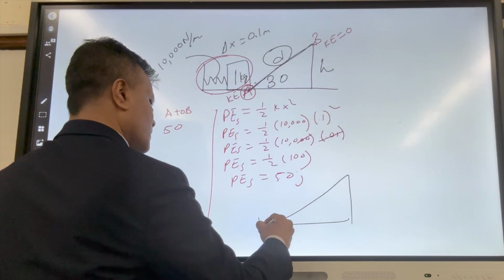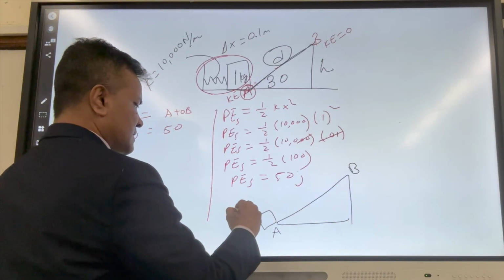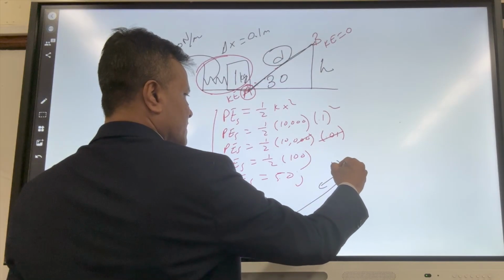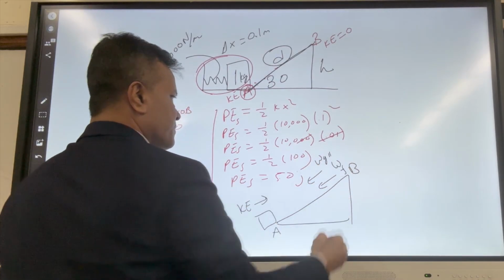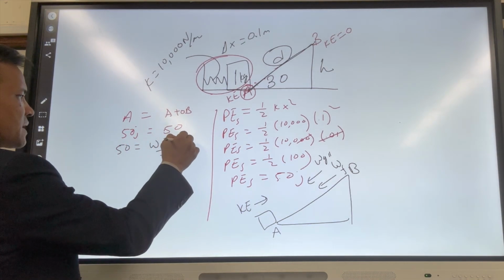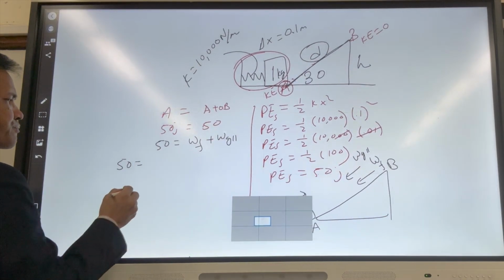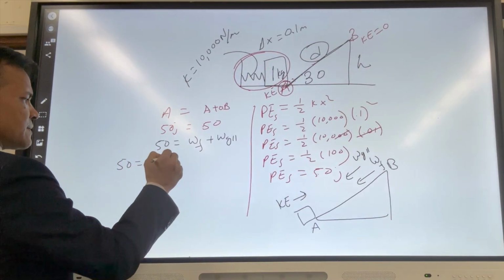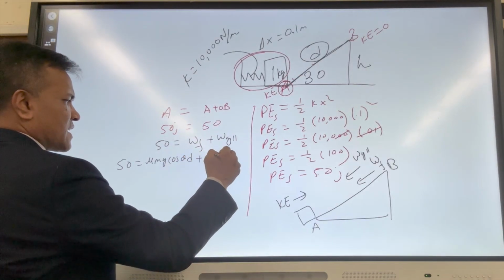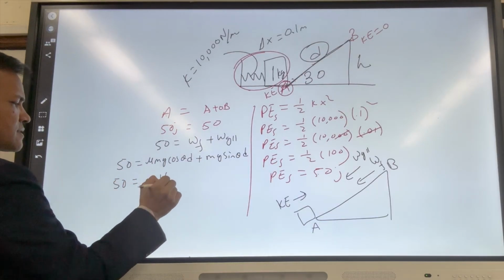What is responsible for the box to end up in location B with kinetic energy? How many factors are slowing it down? Two factors, WF and WG parallel. Okay, so what does that mean? 50 is equal to WF plus WG parallel. WF is mu mg cosine theta d. WG is mg sine theta d. All right, so mgd is the common factor.